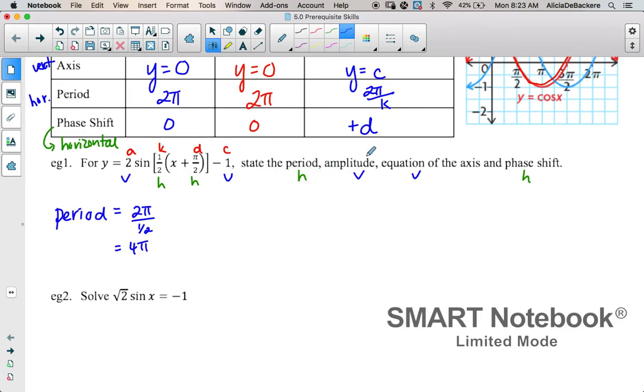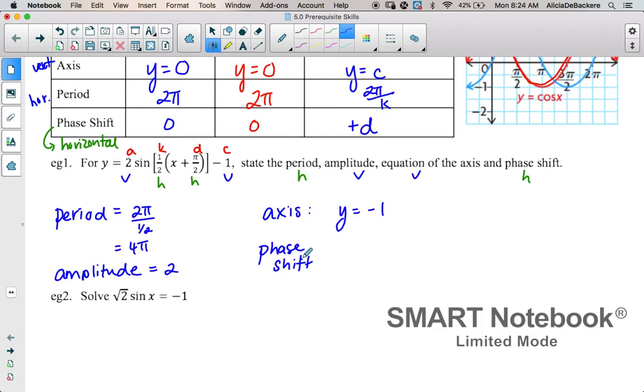All right, next up is the amplitude. The amplitude is just equal to the A number, so we're on our way here. The amplitude is equal to 2. And then the axis, the equation of the axis, also a vertical change, so it comes from the outside of the function. That's the C value. And we do need to write that as an equation, so I need the y equals, and then the C value is -1.